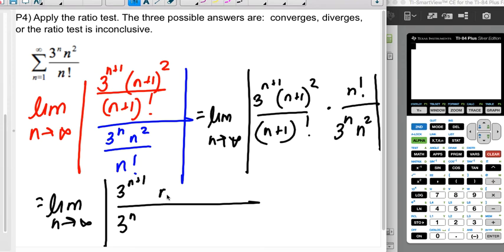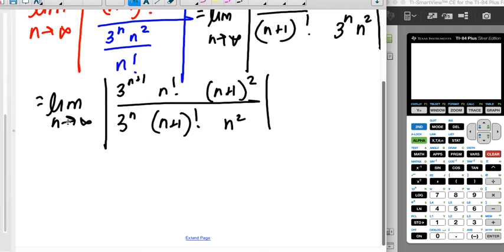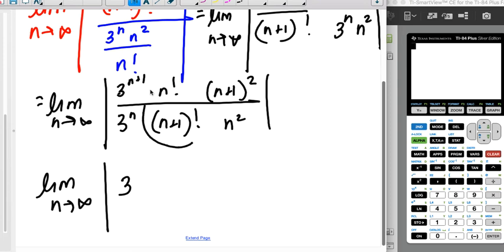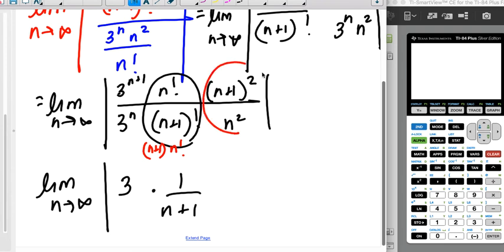The n factorial is on top of the n plus 1 factorial, and the n plus 1 quantity squared is on top of the n squared, right? So when you do this, you can basically treat it as 3 separate parts of the problem, right? 3 to the n plus 1 over 3 to the n is just going to be a 3, right? Because you do n plus 1 minus n. These guys, I'm hoping we're starting to see, would just be 1 over n plus 1, right? Because the n plus 1 on the bottom is an n plus 1 times an n factorial, right?